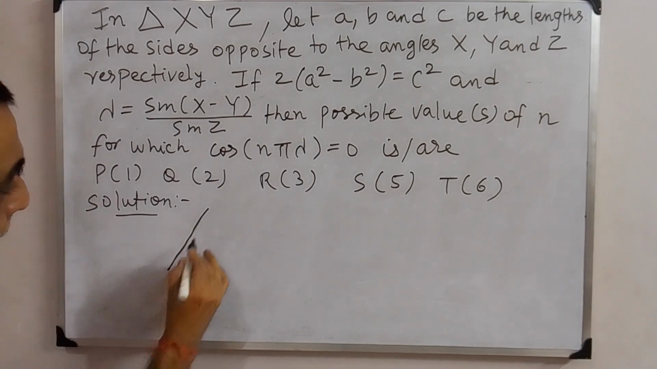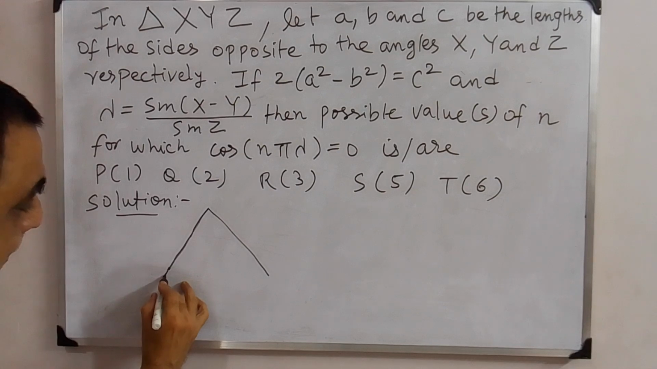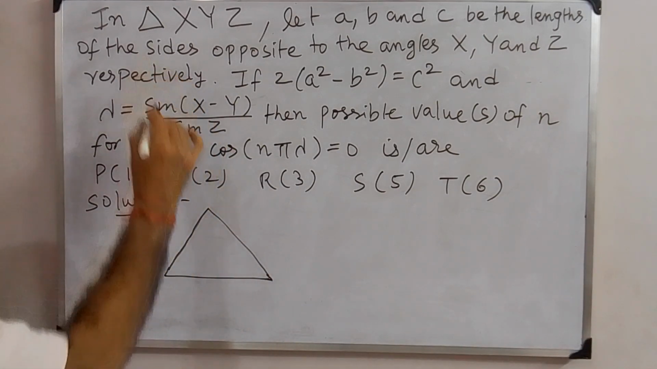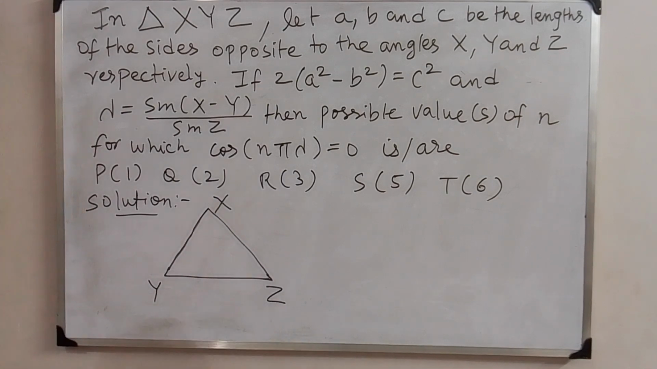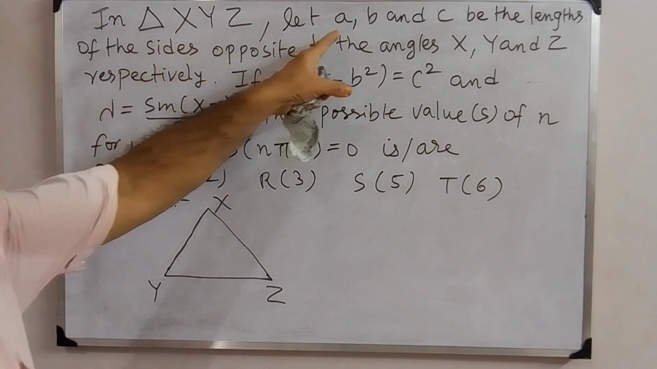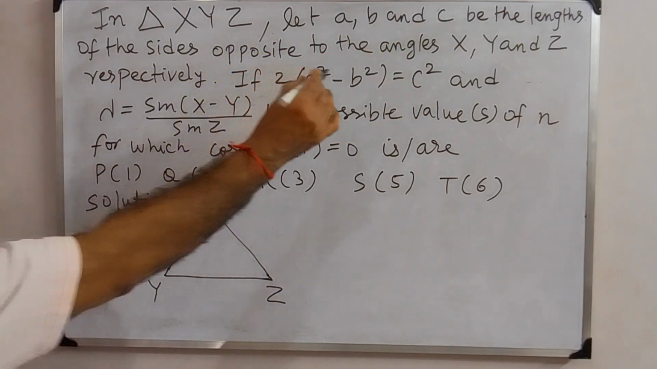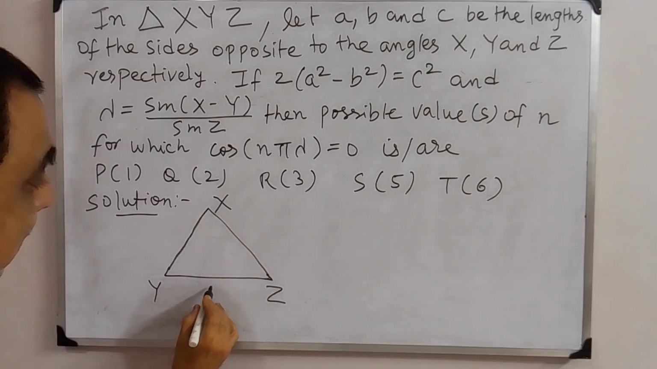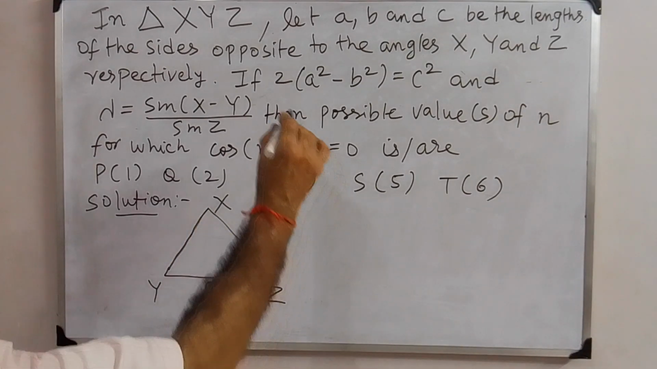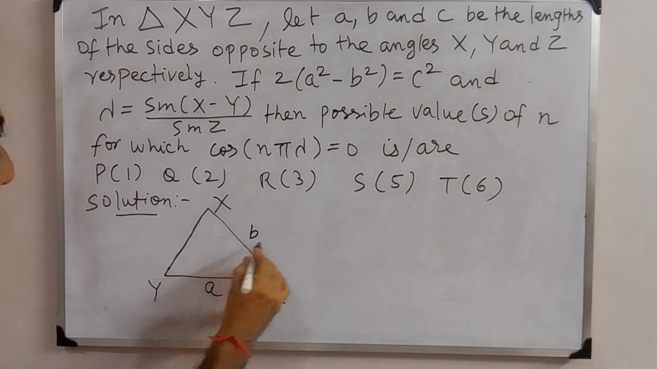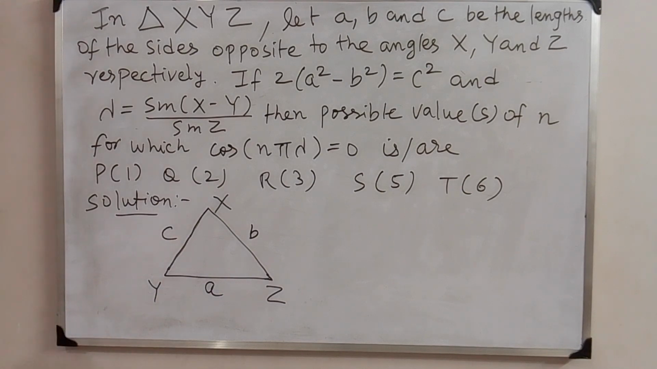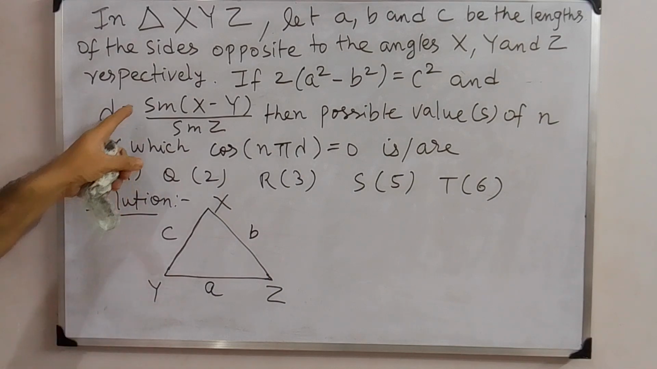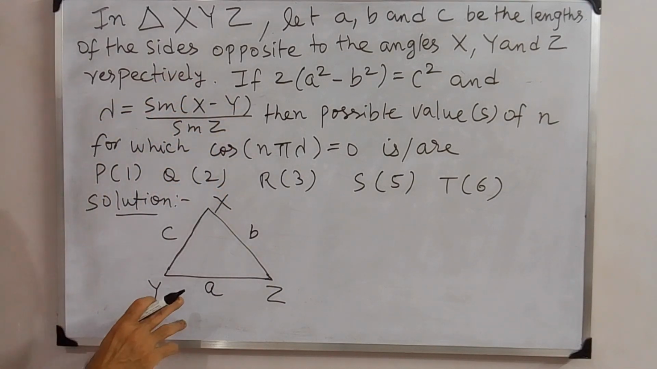Now see, here a triangle is given in the question, and the triangle is denoted by X, Y and Z. Here it is telling us, let a, b and c be the lengths of the sides opposite to the angles X, Y and Z. So a is opposite to angle X and b is opposite to angle Y and c is opposite to angle Z.